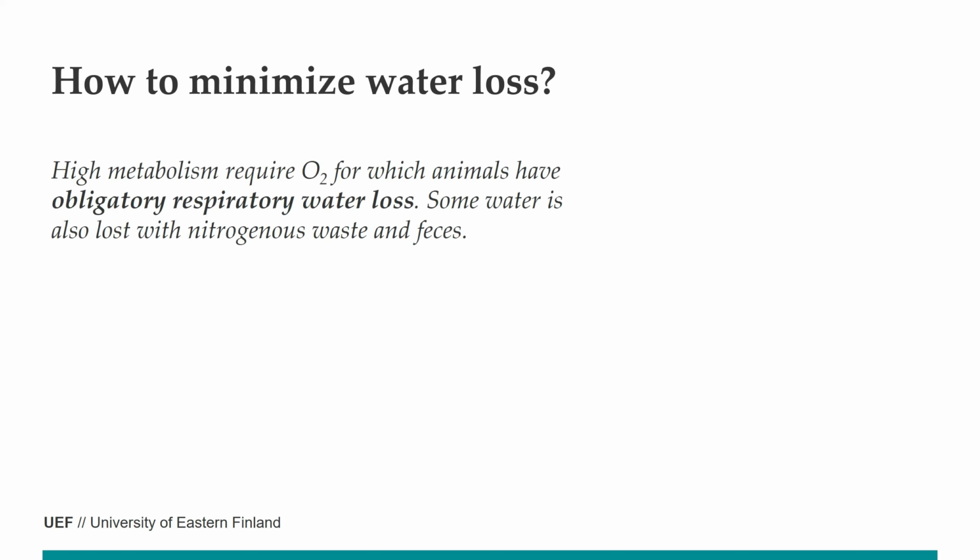When we have higher metabolism, we need oxygen, and for that reason we need respiration, and therefore we have this obligatory respiration water loss. And of course, when we are getting rid of the nitrogen waste or feces, there's also water that we are losing.